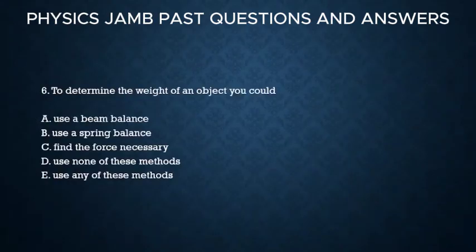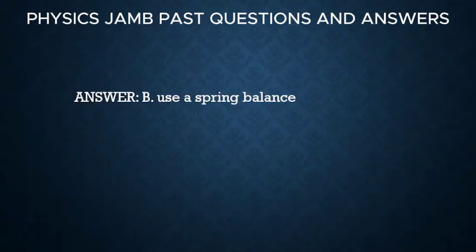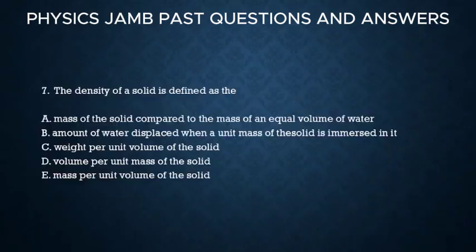Question number 6. To determine the weight of an object, you could use A. Use a beam balance. B. Use a spring balance. C. Find the force necessary. D. Use none of these methods. E. Use any of these methods. The answer is B, which is use a spring balance.